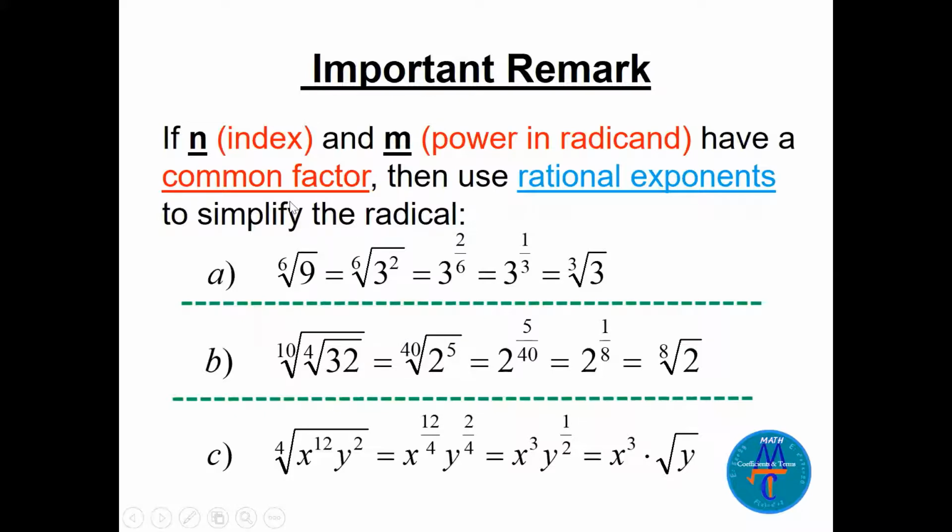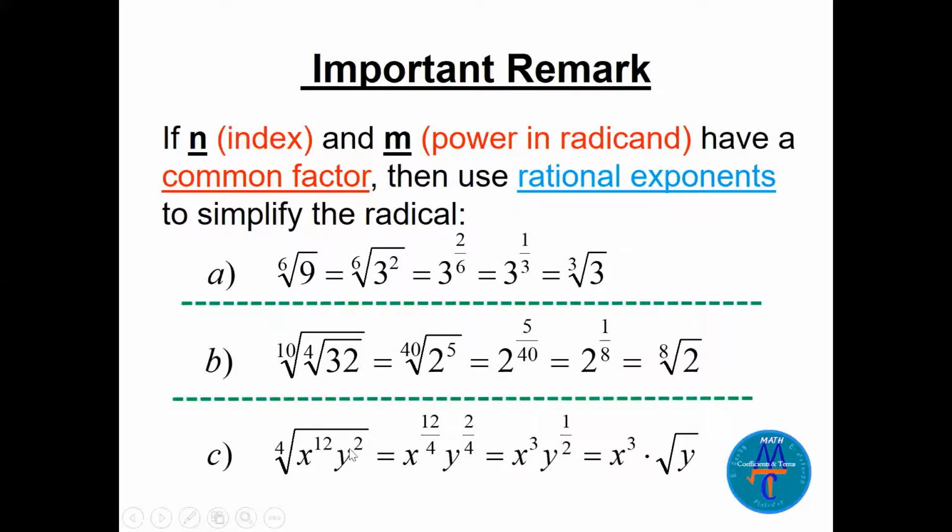Look at the index and the power in the radicand. See here 9, I can make it 3 squared, and the index here is 6. Look at 6 and 2. Do they have a common factor? Yes. If this were 6 and this were 3 power 7, we could not do anything. So 3 power 2, 2 divided by 6. What is 2 divided by 6? 1/3. So 3 to the power 1/3, cube root of 3, is the simple answer. 6th root of 9 will be cube root of 3.